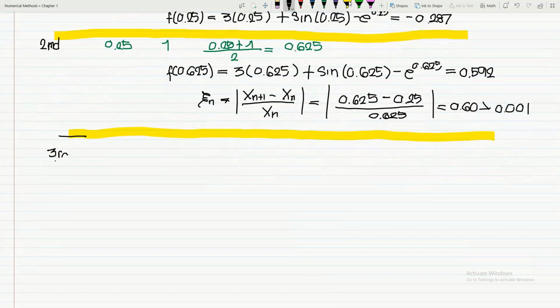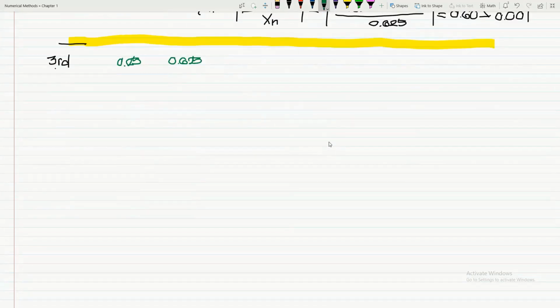For iteration number 3, the lower limit will remain 0.25, while instead of 1.0, the upper limit will become 0.625. Again, implementing procedure number 2 by taking the average of the refined limits to determine the refined value of the roots, and that is 0.25 plus 0.625 all over 2 equals 0.438.